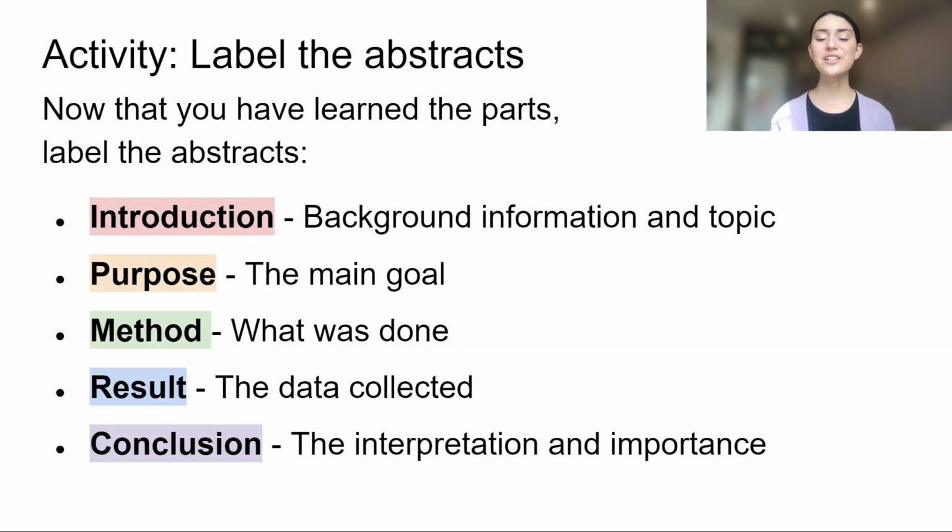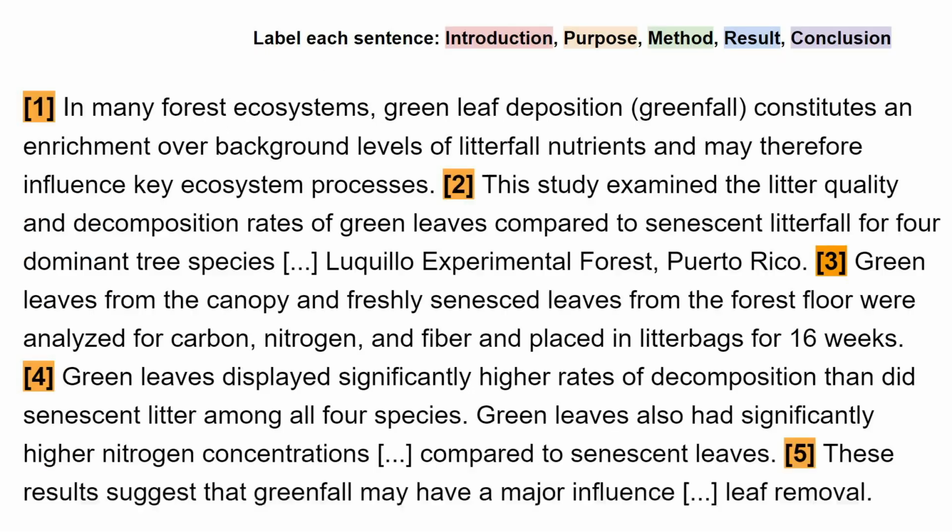Now, we are going to do an activity to test your understanding of Hyland's model. I'm going to show you an example of an abstract. Try to label its introduction, purpose, methods, results, and conclusion. Here is the abstract. Please label each section with its corresponding part. Pause now and resume the video once you have finished.